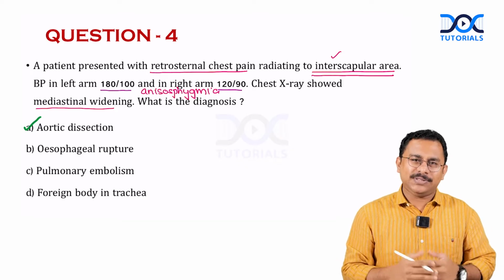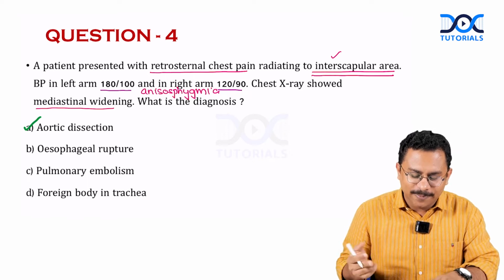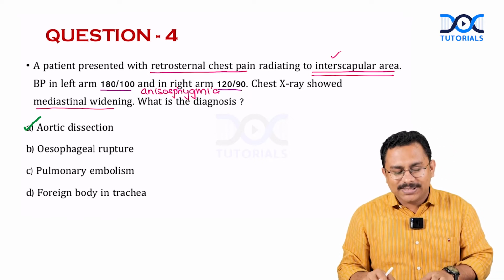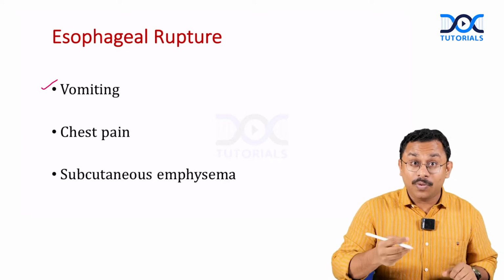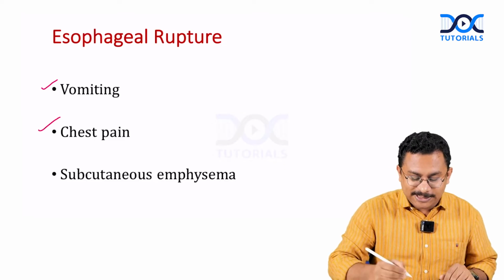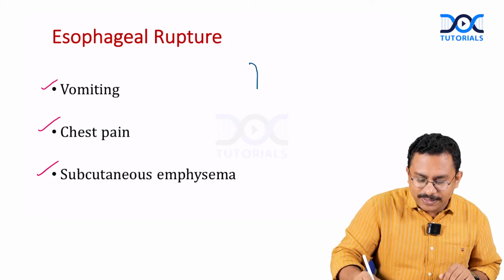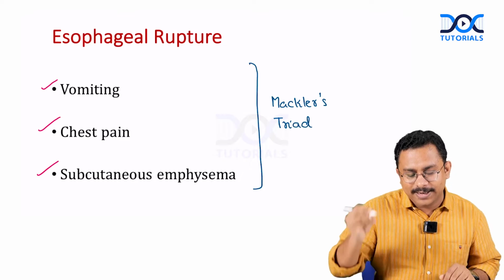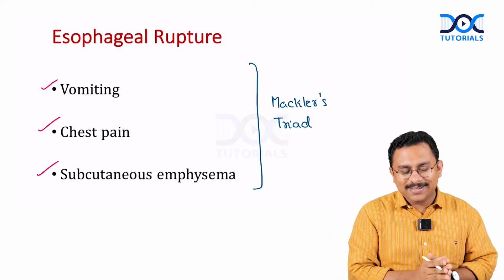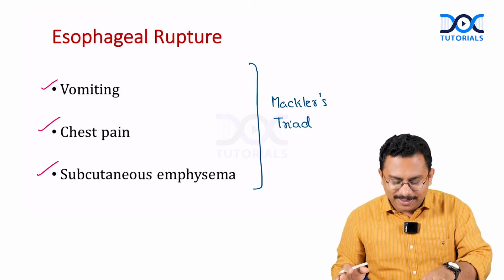But what about esophageal rupture? Even an esophageal rupture can produce a chest pain, which can be retrosternal as well. But the clinical picture is not suggestive of an esophageal rupture, where the patient can present with, number one, vomiting. So there is vomiting, there is chest pain, and there is subcutaneous emphysema. This triad in case of an esophageal rupture is referred to as Mackler's triad. So Mackler's triad is the characteristic triad in case of an esophageal rupture. So nothing suggestive of a Mackler's triad here.